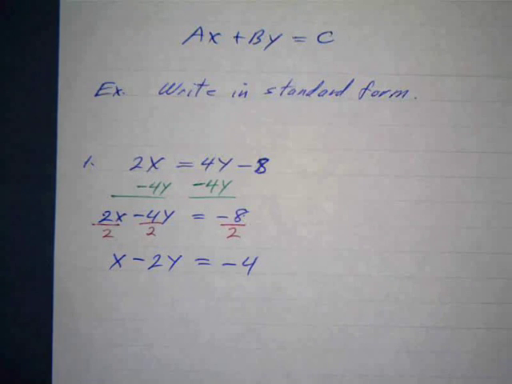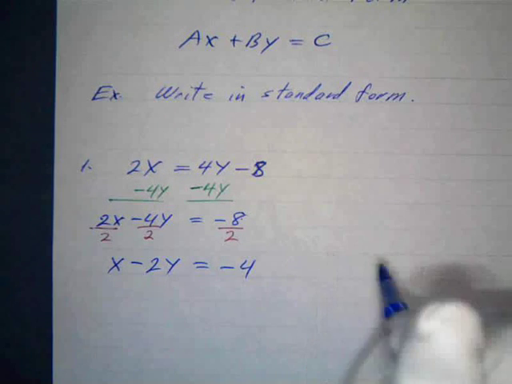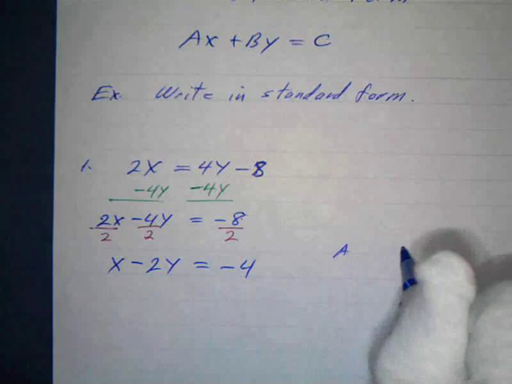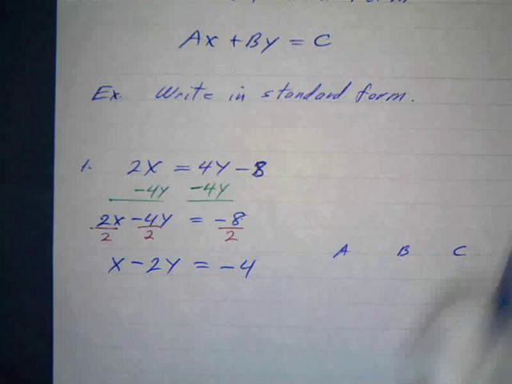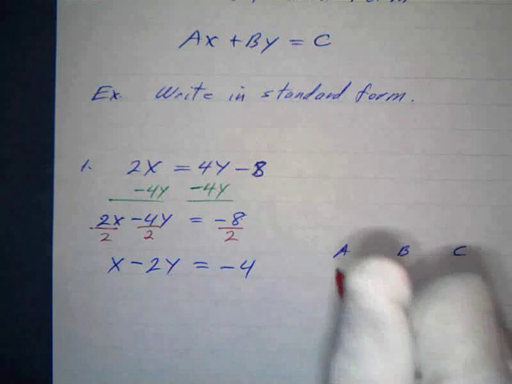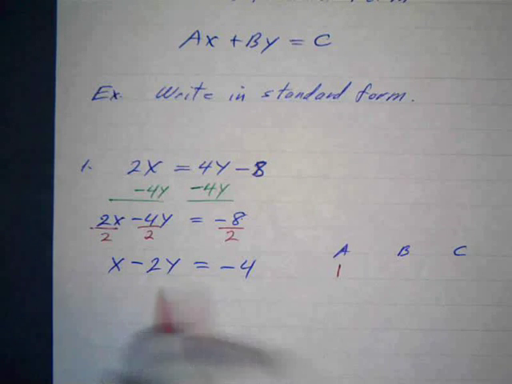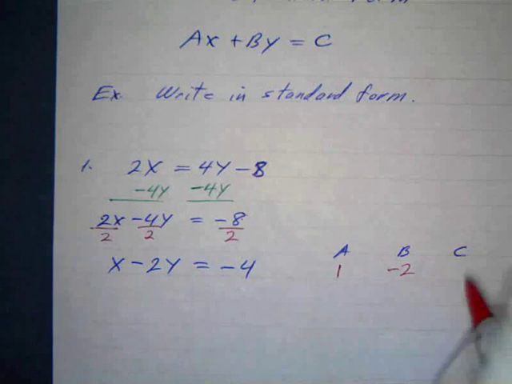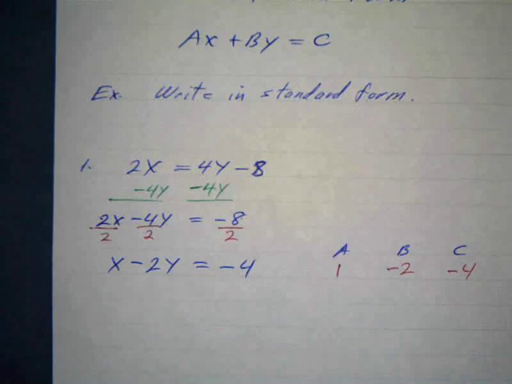And once it's in standard form, you should be able to determine what your a, b, and c are. So a would be whatever's in front of the x. And since we don't see anything, it's understood to be 1. B would be negative 2, and c would be negative 4. So that would be your standard form.